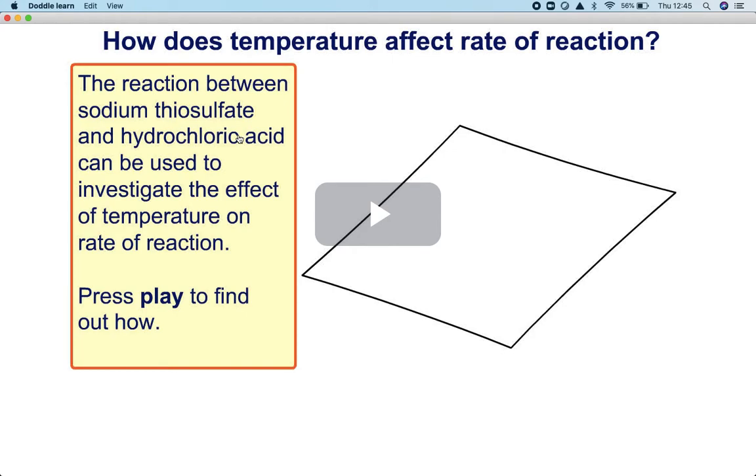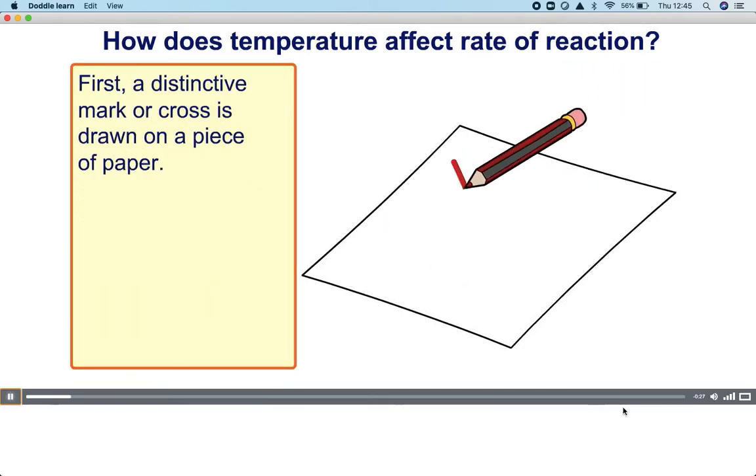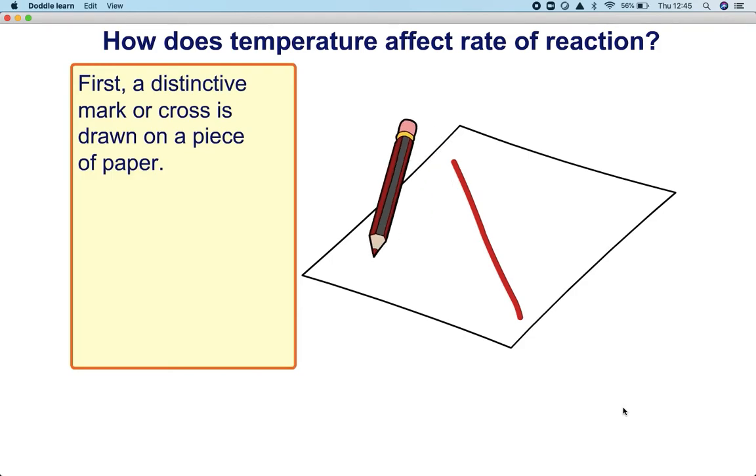The reaction between sodium thiosulfate and hydrochloric acid can be used to investigate the effect of temperature on rate of reaction. Now, we're not using it to do temperature, we're using it to do concentration. That's not the point. I just want to show you how it actually works, okay? So here's the piece of paper, and they're putting the X on the piece of paper.